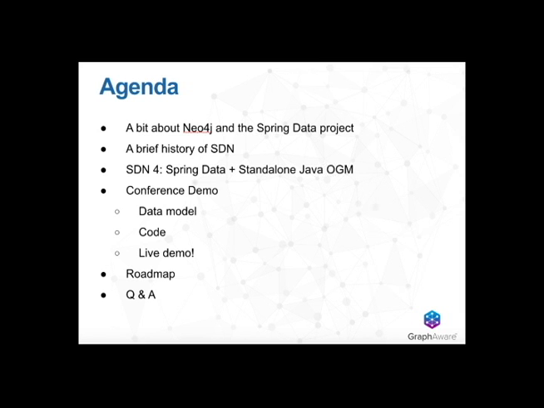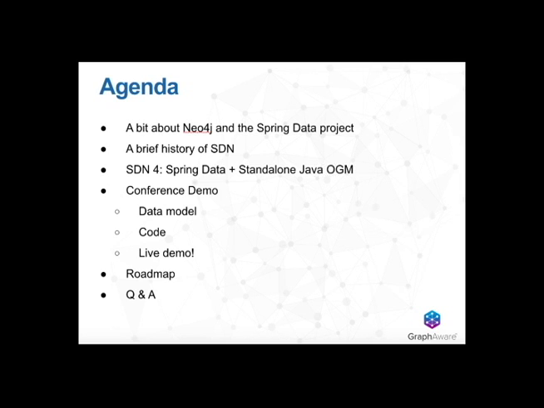Okay, so what are we going to talk about today? We've got about an hour, but I don't think we're going to need that much time, so we'll probably have plenty of time at the end for questions. But really what I want to do today is to talk a bit about Neo4j itself and the Spring Data project, just as a bit of background, and a short history of Spring Data Neo4j before the current version. And then we're going to look at what's new in Spring Data Neo4j 4. We're going to see what's changed and some of the challenges we've had to overcome. And then we're finally going to have a look at a conference demo.